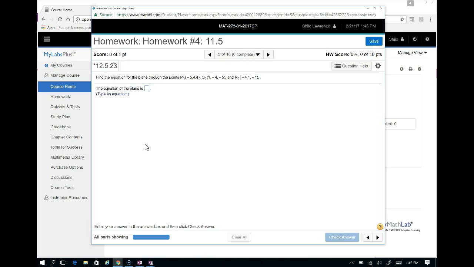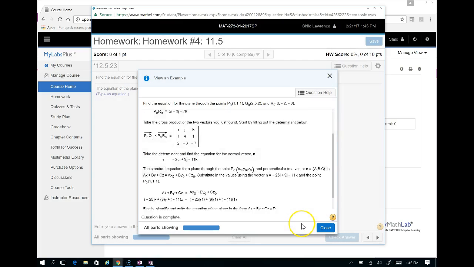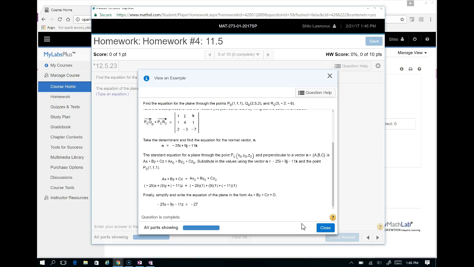I think they want a specific point, specific. They might want your final answer in a specific format. And if you're not sure of the format, I'm going to review an example really fast all the way to the end just to see the format that they've put their final answer in. I think it was standard. So yeah, ax plus by plus cz equals d.